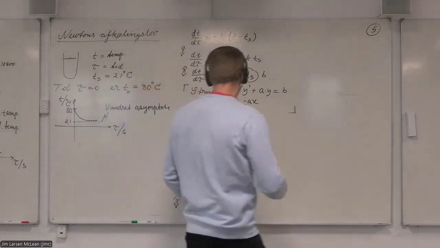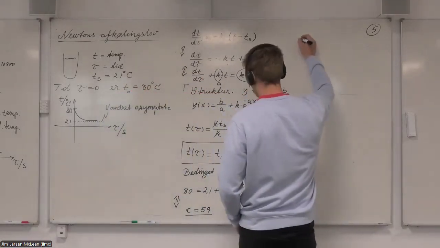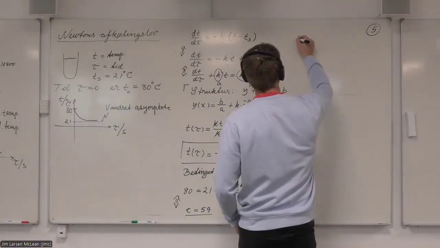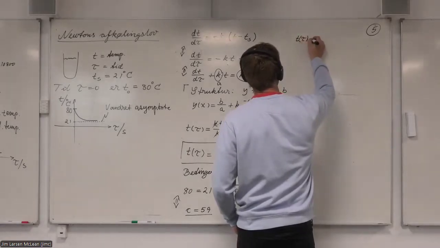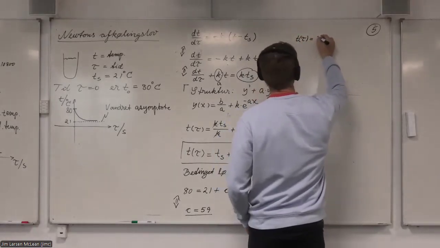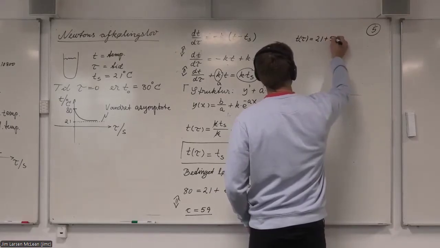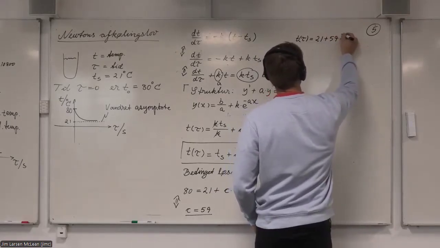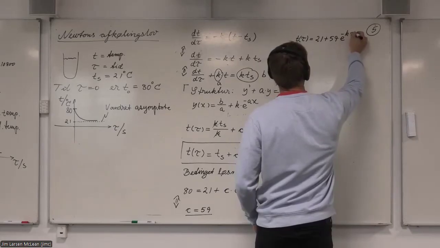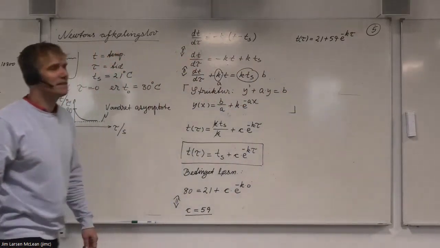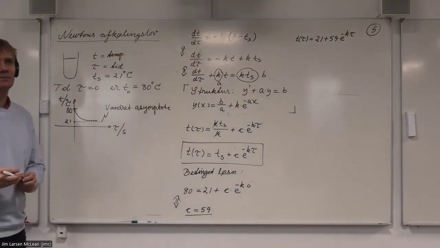So now I can write down the conditional solution. It is called the temperature of the coffee as a function of time tau is equal to 21 plus 59 times e to the power of negative k times tau. And already now we can actually see that it looks right if we think about it.